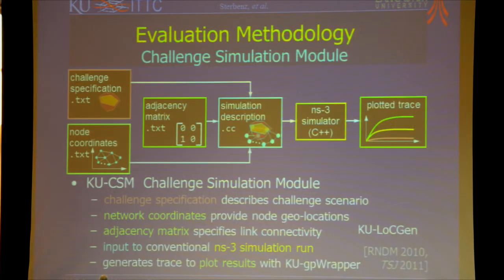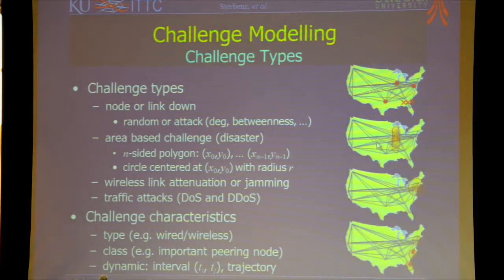Skip the diversity bit, where we have an analytical and simulation-based methodology where we specify a particular network as node coordinates geographically, and adjacency matrix, how they are connected, and then we can overlay arbitrary challenges onto that, push it through ns-3, and get results out.